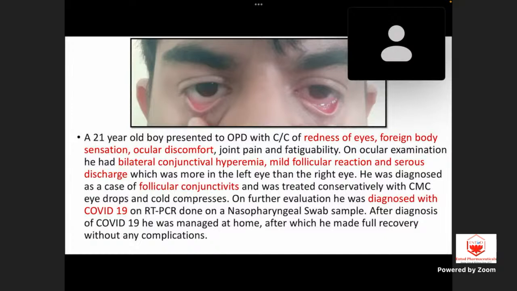On further evaluation, he was diagnosed with COVID-19 on RT-PCR done on a nasopharyngeal swab sample. After diagnosis of COVID-19, he was managed at home, after which he made a full recovery without any complications.